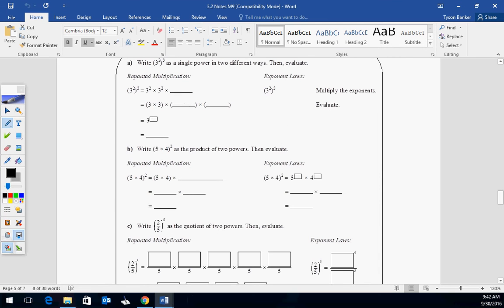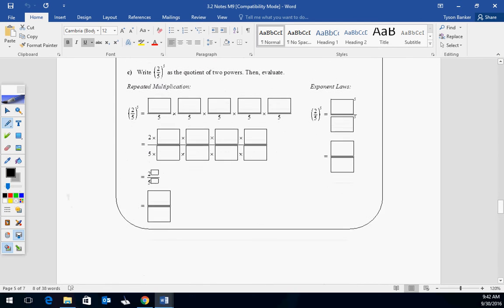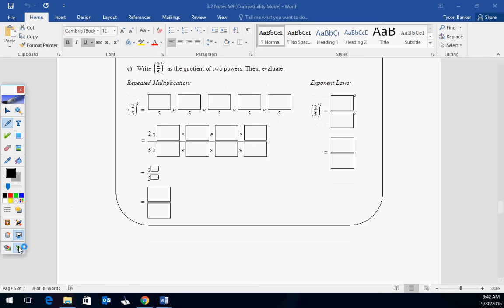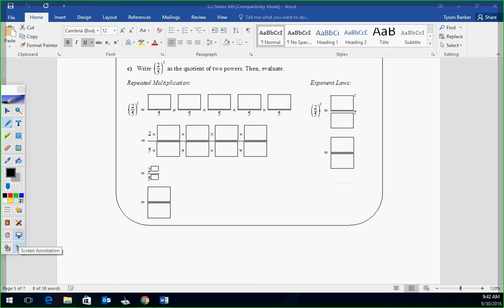All right, moving up. Okay, so then we have 2/5 to the 5th as a quotient of 2 powers and evaluate. So we're going to write this one out. We got 5 of them. So we have 2 to the 5th over 5 to the 5th.